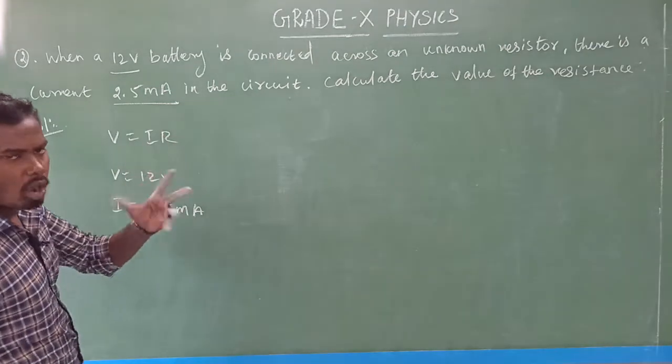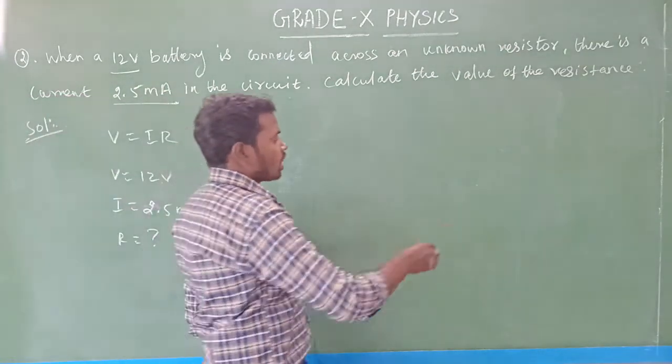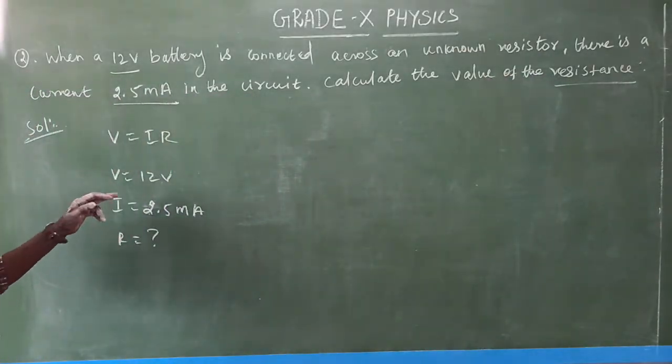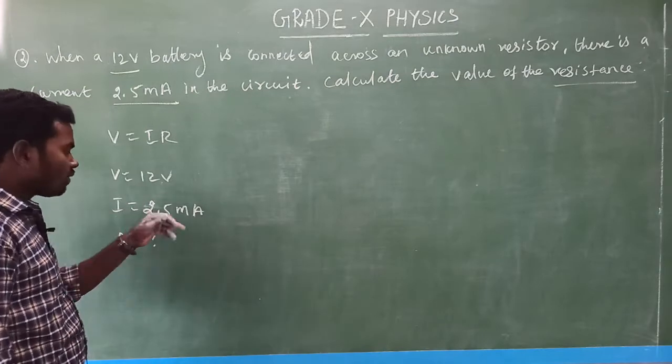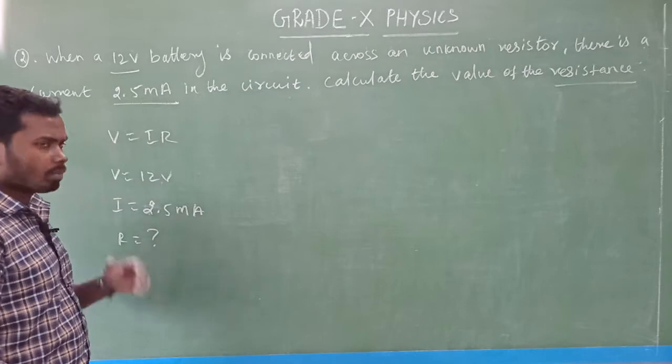Then what quantity do we need to calculate? Resistance. So the R value we need to calculate. Am I right? Yes. The potential difference value we know, and the current value we know. Then we substitute both values in this formula.